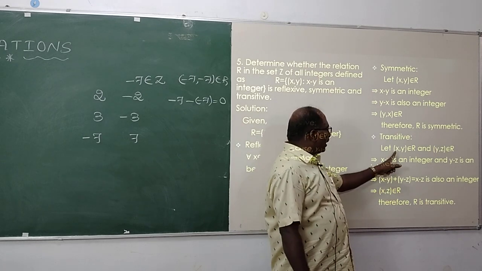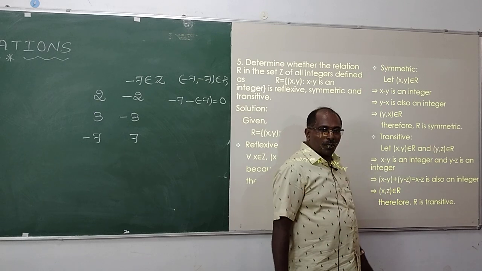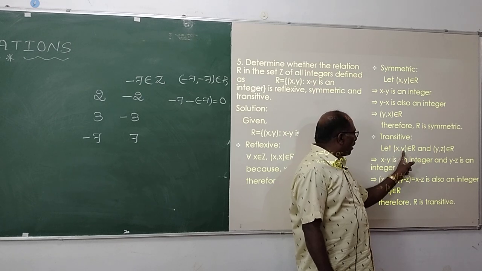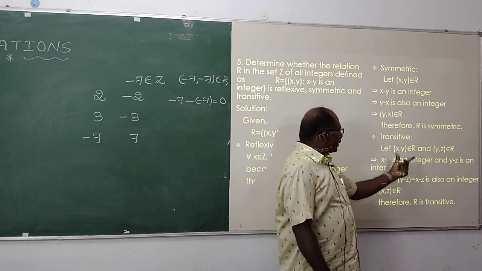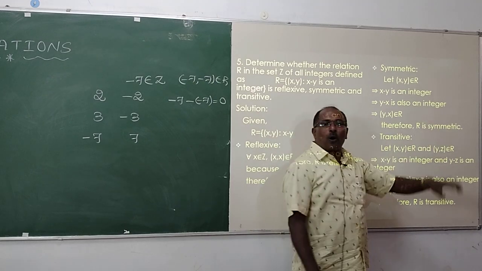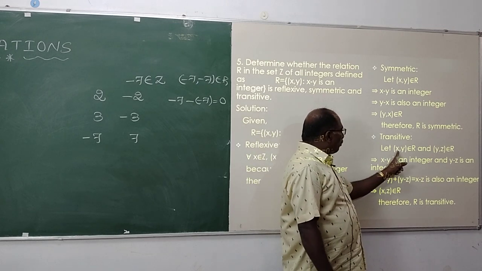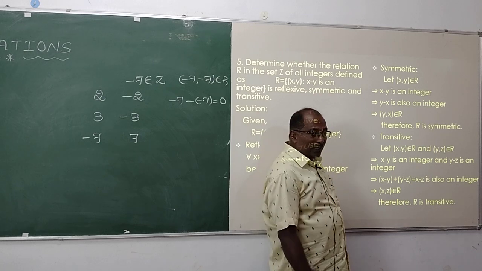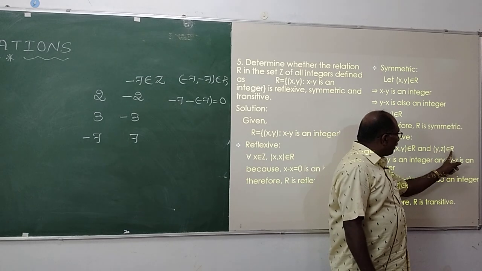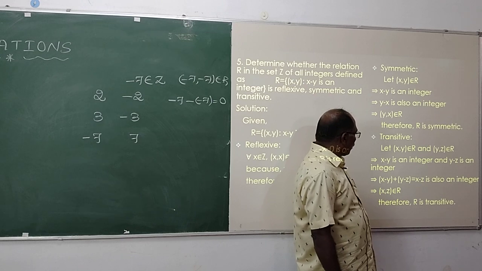See here. I assume two ordered pairs (x, y) and (y, z) belonging to R. Students, these two are clearly in the form (a, b) and (b, c). Suppose this assumption gives us (x, z) also belongs to R, then we can declare R is transitive. What is the meaning of (x, y) belongs to R here? x minus y is an integer. (y, z) belongs to R means y minus z is an integer.